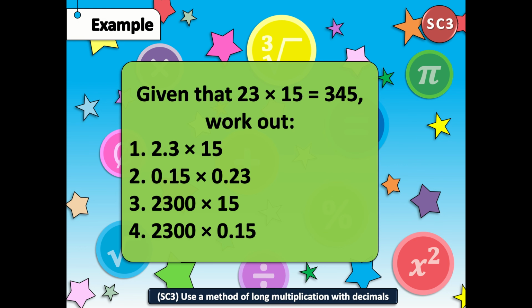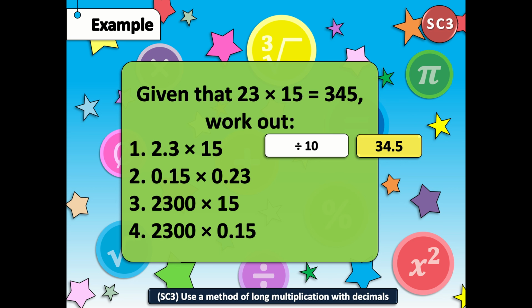Here, we're told 23 times 15 is 345. So we want to work out these other calculations. So see what we've done to each of the numbers to get the question. So in the first question, we've divided 23 by 10 to get 2.3. So we need to divide our answer by 10 as well. So 2.3 times 15 will be 34.5.